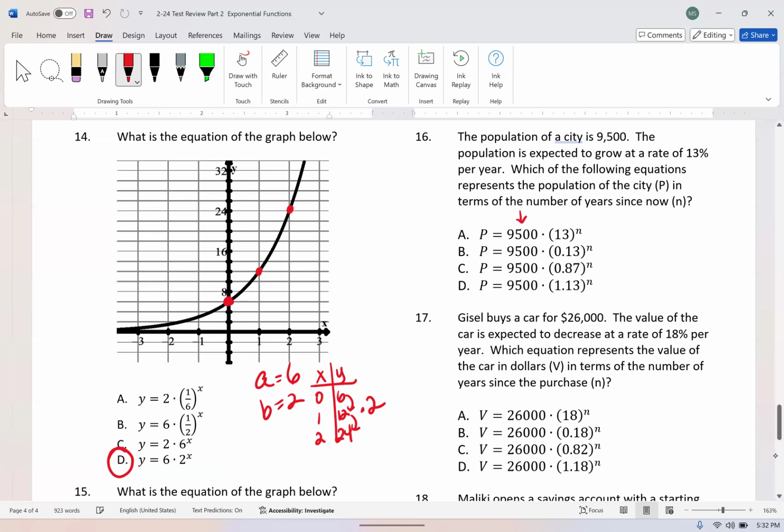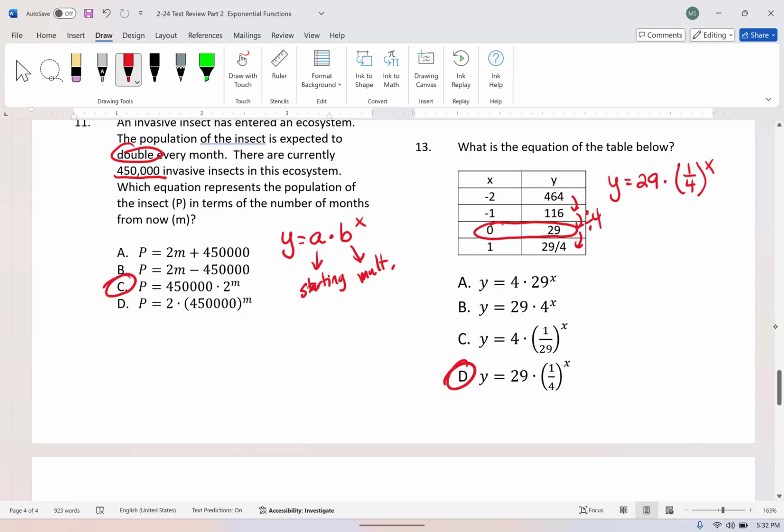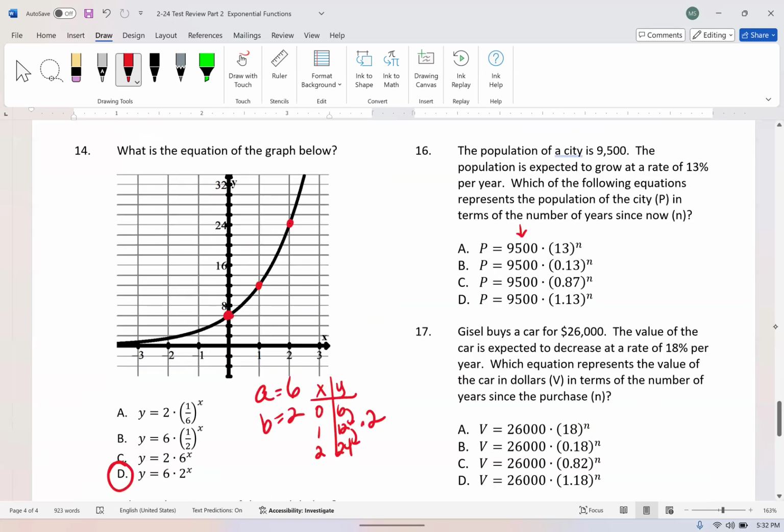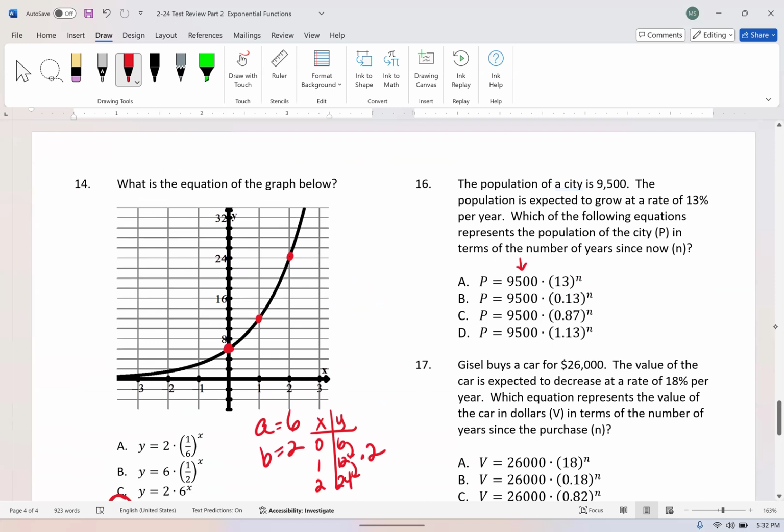Unfortunately, all of the answer choices start with a 9,500. Now, that 13%, if you are increasing by 13%, then you are multiplying by 1 plus 13% or 0.13. So that would be 1.13. So that gives us a D. Okay. If this was not growing but decreasing, then instead of the plus, I would use a subtraction.